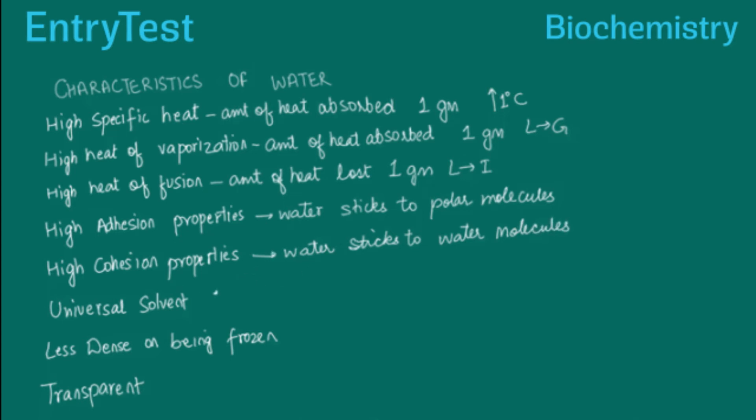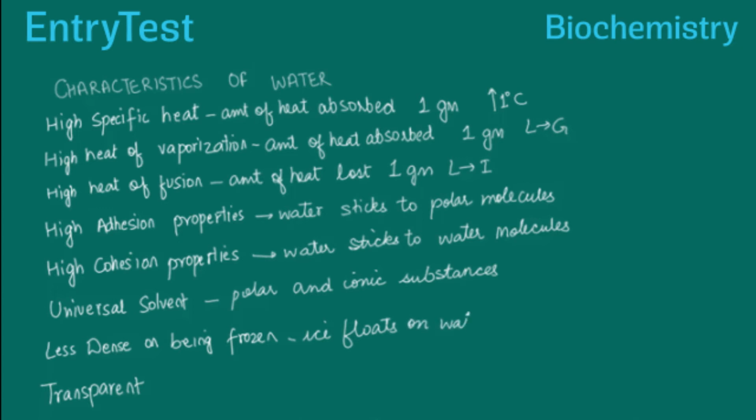Then is universal solvent. Because it is highly polar, water can dissolve a number of polar and ionic substances. Because ions will also be charged, so that means they will be either positively charged or negatively charged, which will be attracted by the poles in the water molecule. The next important property, it becomes less dense on being frozen, which is the reason why ice floats on the water.